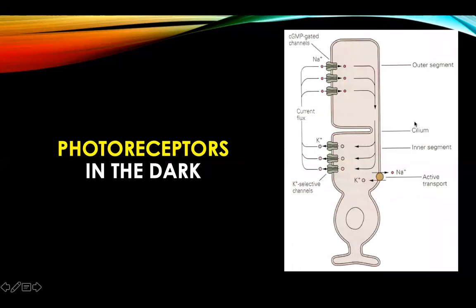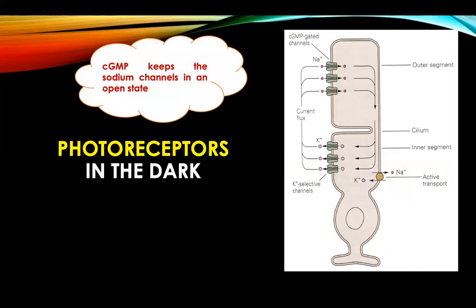Normally in the dark, there is less release of neurotransmitter glutamate. This is because the sodium potassium ATPase pump is pumping out sodium ions, and these sodium ions are transported back to the outer segment by cyclic GMP gated channels. They are also transported to the synaptic body. The receptor potential in the photoreceptor cells is minus 40 millivolts, which is much less negative compared to the minus 70 millivolts in the other sensory receptors. Cyclic GMP keeps the sodium channels in an open state.